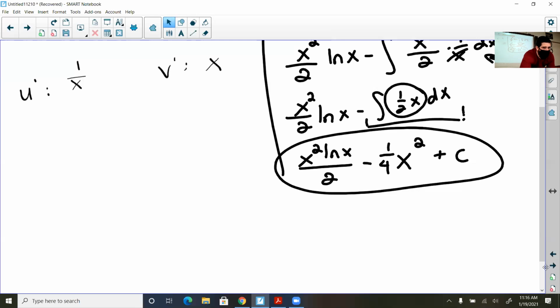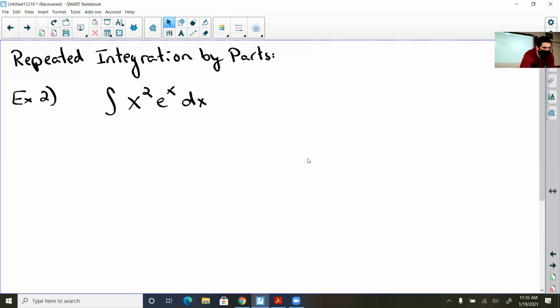Okay, I have just one more example for you guys, and that is when there is a repeated integration by parts. So we're going to have to do the formula twice. So I'm looking at the x squared, I'm looking at the e to the x, and I want to decide which one should be my u and which one should be my v. Now, just so you know, it's this problem that the tabular integration is going to make a lot quicker.